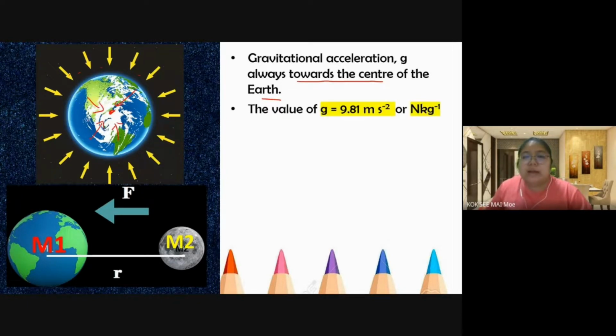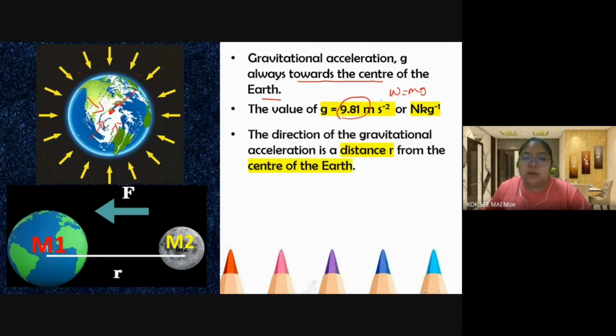Number 2, what is the value for Earth? It's 9.81. This one is what we normally use when you want to calculate the weight, W equals mg, so you are using this g. The direction of the gravitational acceleration is along the distance r from the center of the Earth. So if the body is on the Earth, when it is pulled to the center, we call that distance r. The direction goes where? Towards the center. So you can see all the arrows here, the direction is the same.